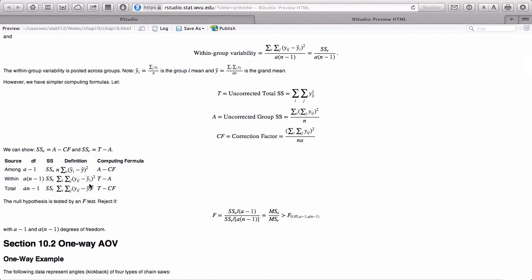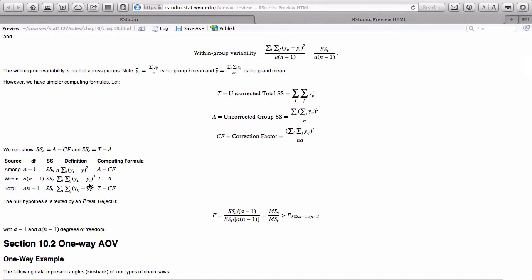And in that case, we're pooling across groups. If we divide by the total sample size minus A, which we can think of as A times n minus 1, then that's called the mean square for error. Now, that also estimates sigma squared. In other words, both of those estimate sigma squared under the null. What does that mean? That means if the mu sub i's are all the same, then they're both estimating sigma squared, and you'd expect that ratio to be about 1.